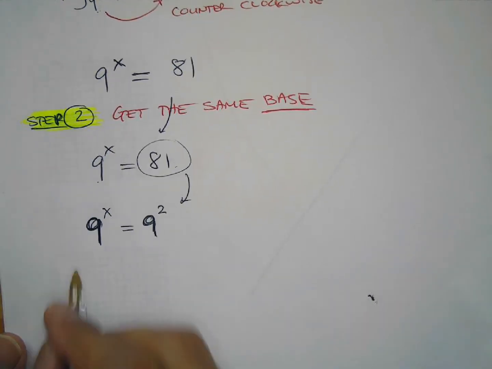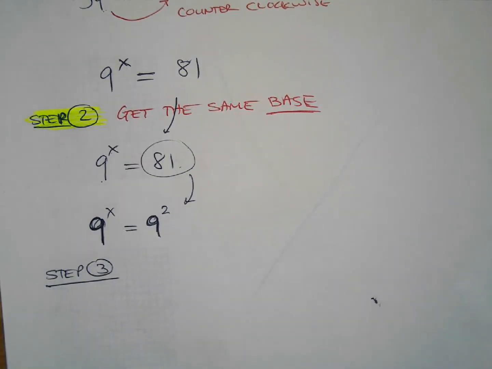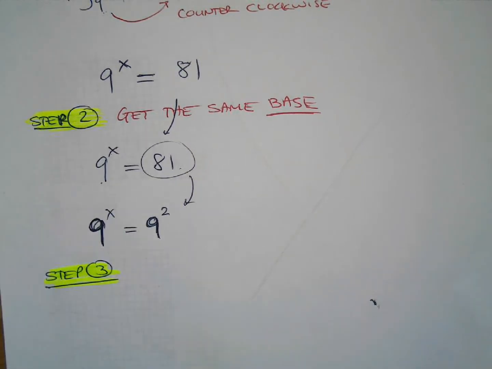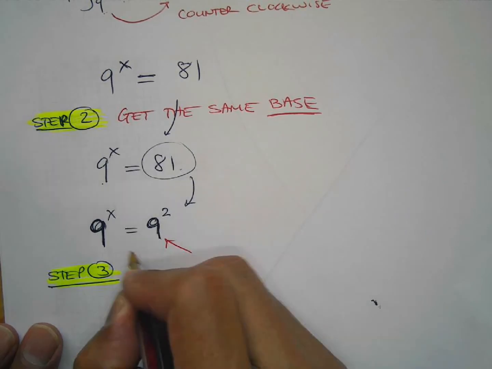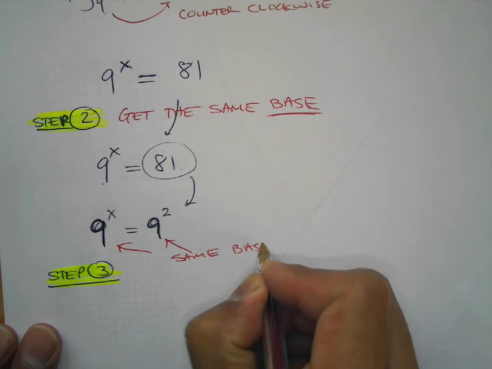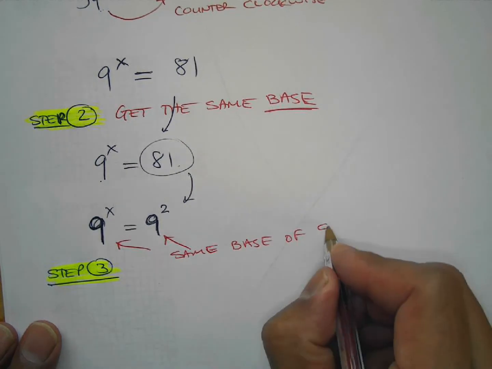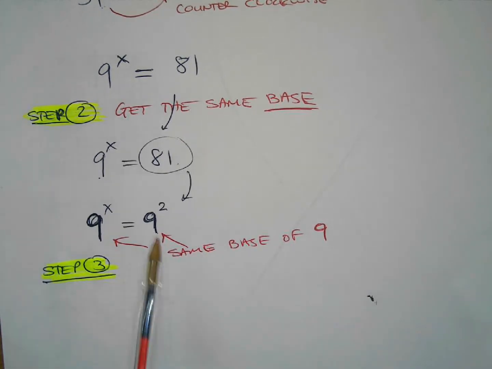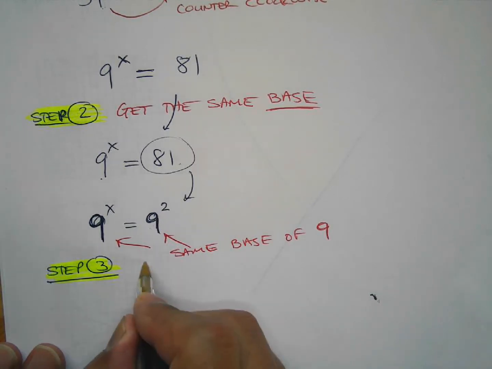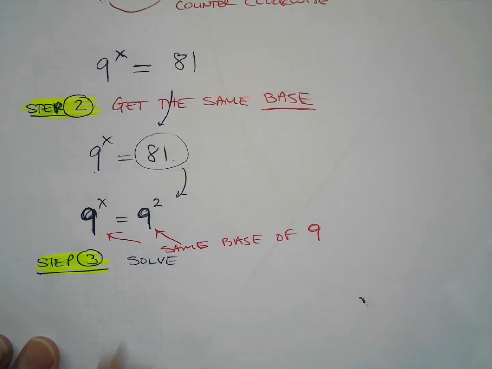All right, last step. Step 3. Right here we got the same base. The bases are 9, right? Same base. In this case, it'll be the same base of 9. Other problems will be a different same base. But honestly, once you get the same base, you don't need to look here no more. And step 3 is to do the solving part. Step 3 is to solve.